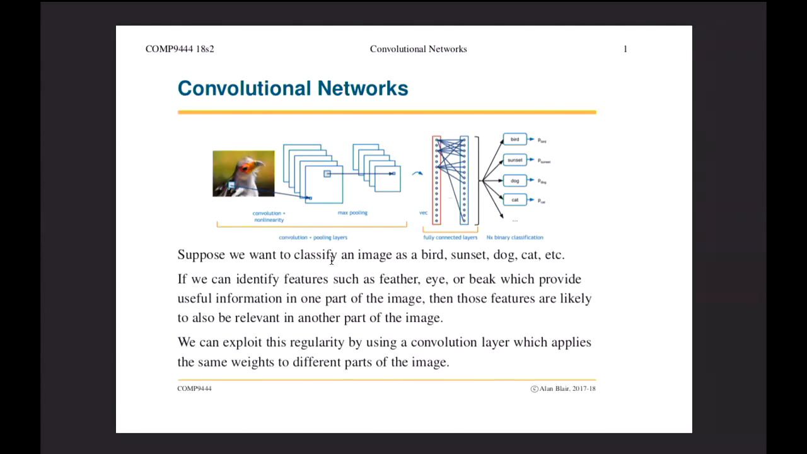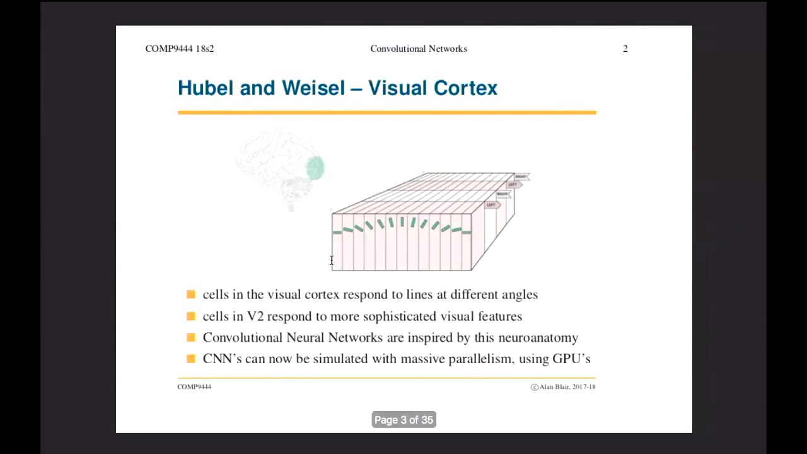So typically we have convolutional layers and pooling layers, and then at the end we have some fully connected layers, and then a bunch of outputs, one output for each possible category. And this is partly inspired by the brain anatomy that we talked about in the first week. So this is the famous work of Hubel and Wiesel. You've got cells in the primary visual cortex which respond to lines at certain angles.